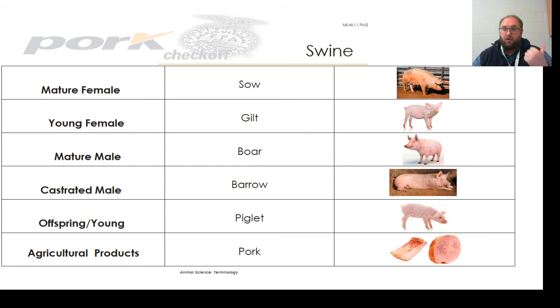A mature female pig is a sow. S-O-W, sow. A young female pig is a gilt. G-I-L-T, gilt. A mature male is a boar. A castrated male is a barrow. The offspring of the swine species is a piglet. And the agricultural product for swine is pork.